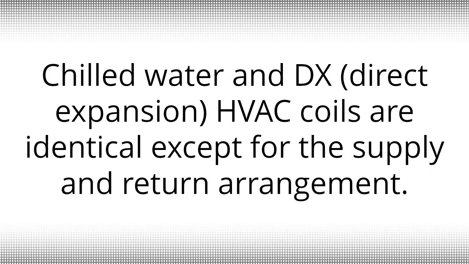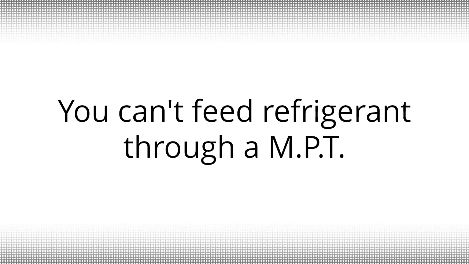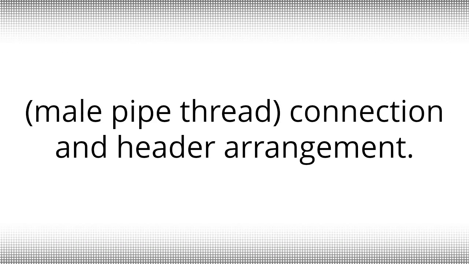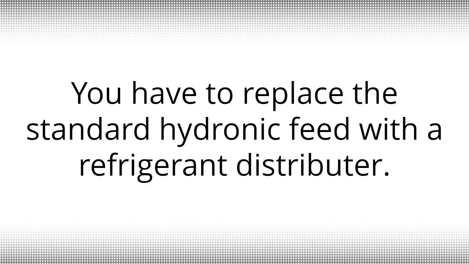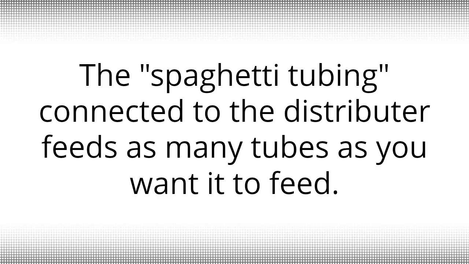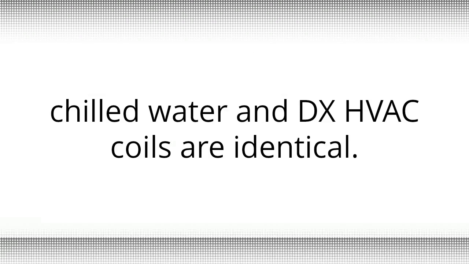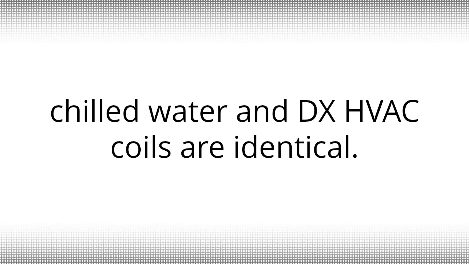Chilled water and DX, direct expansion, HVAC coils are identical except for the supply and return arrangement. You can't feed refrigerant through a MPT, male pipe thread, connection and header arrangement. You have to replace the standard hydronic feed with a refrigerant distributor. The spaghetti tubing connected to the distributor feeds as many tubes as you want it to feed. Beyond that, chilled water and DX HVAC coils are identical.